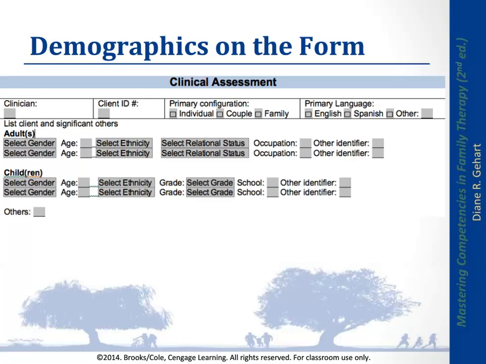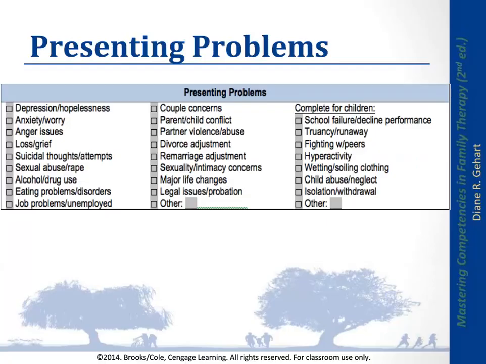By filling in this information, you get a good sense of who the client is and the significant others in their family system. And here you can see the list of presenting problems. Obviously, this is not an exclusive list, just a list of outpatient presenting problems. Here again, I want you to really pay attention to how these presenting problems are going to line up with your clinical assessment, your diagnosis, and then your case management.